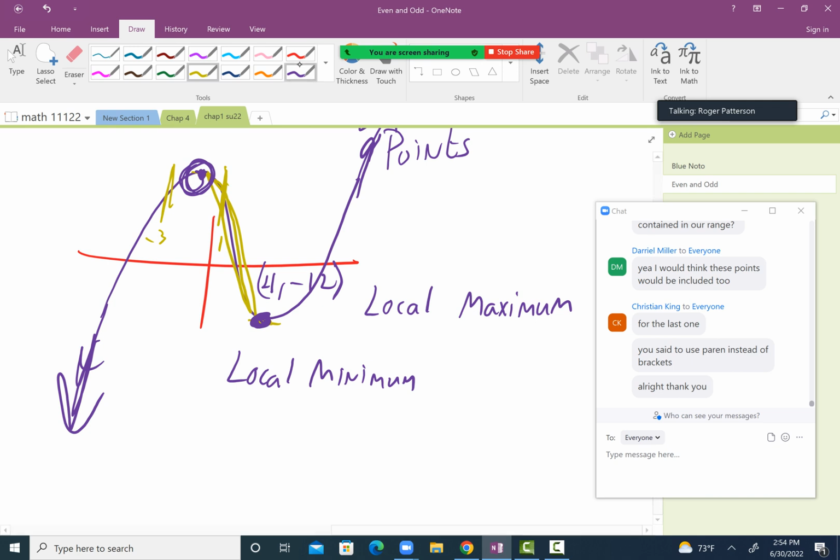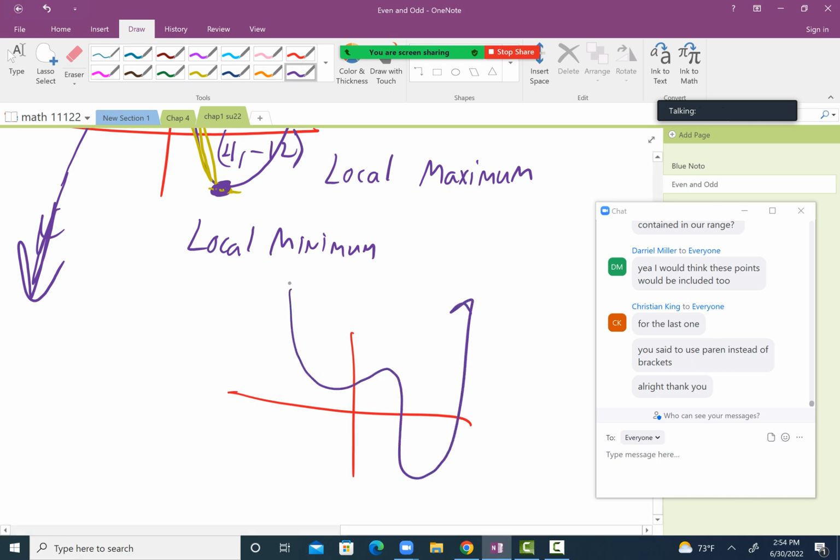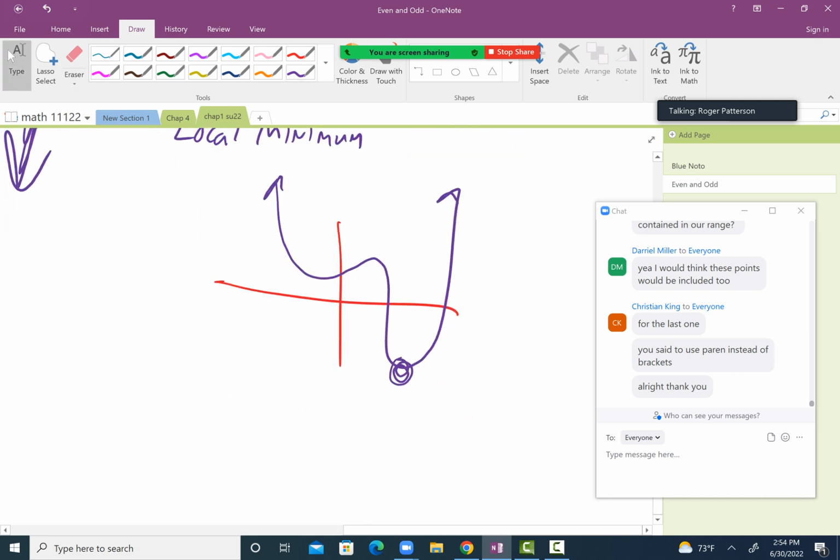However, if we have a graph that looks like this, then at this particular point, there's nothing smaller than that. That graph does not go any further down. We would call that one an absolute minimum. But this one would be a local minimum.